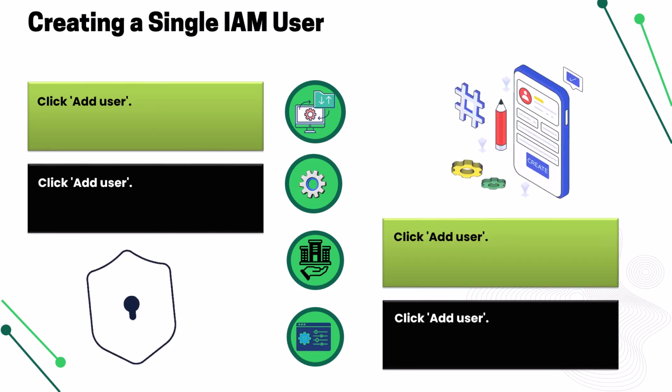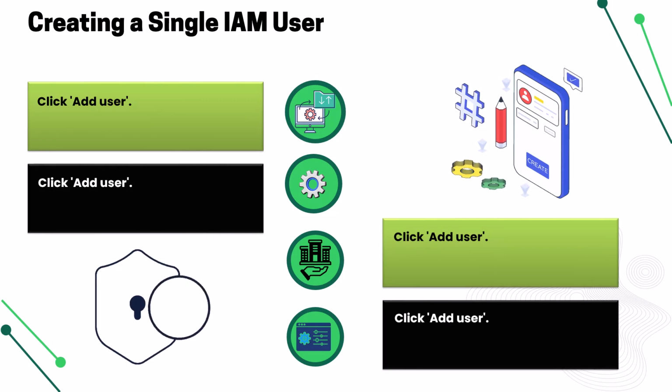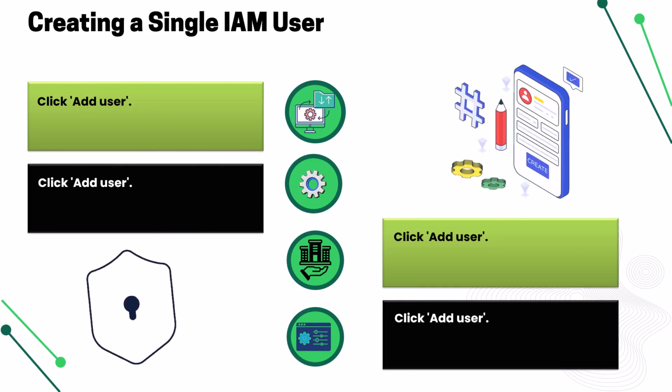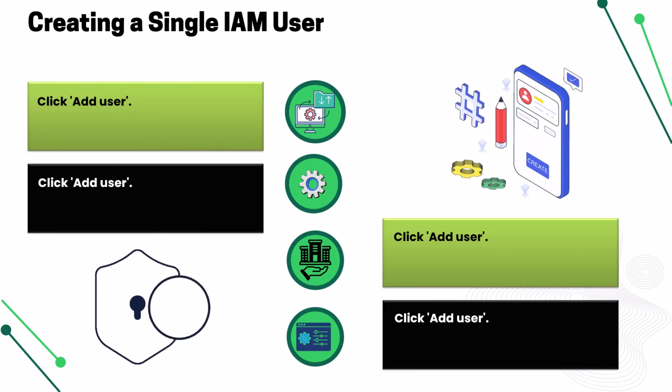Creating a single IAM user. Simple. It's like setting up a new Netflix profile: enter the username, set permissions, and review. But instead of binge watching, they'll have access to AWS resources, hopefully responsibly.